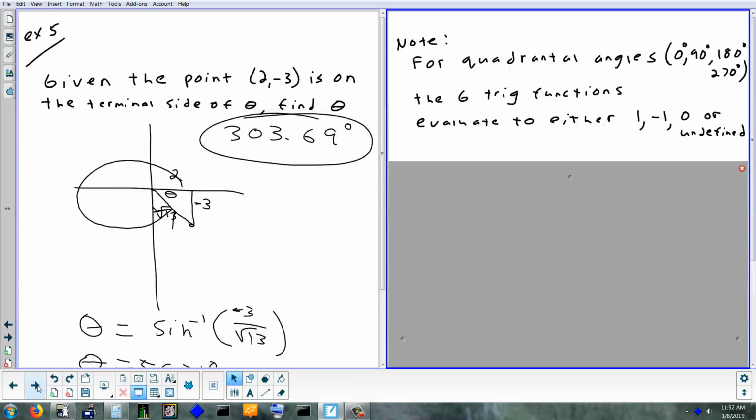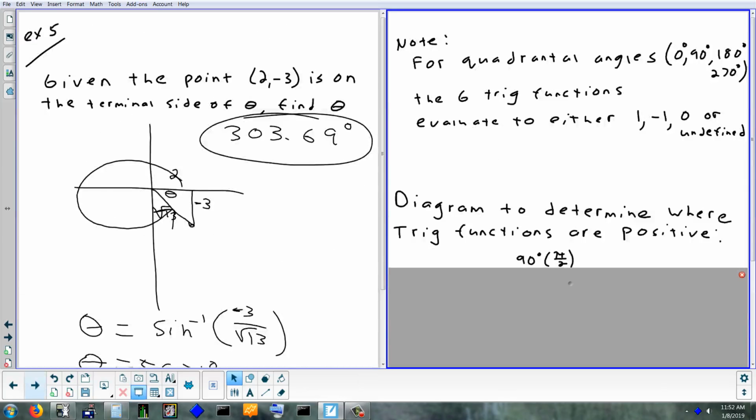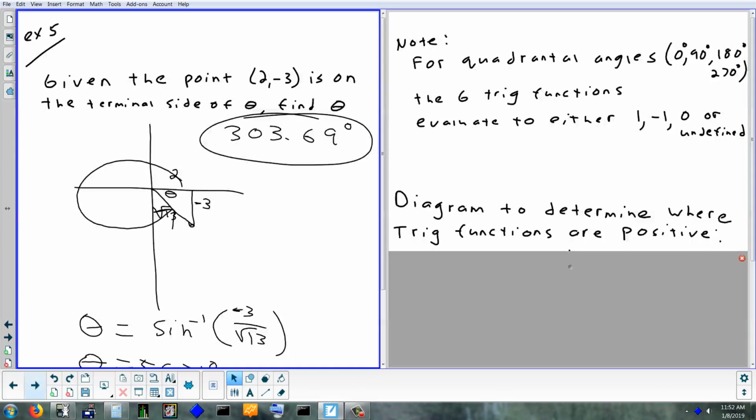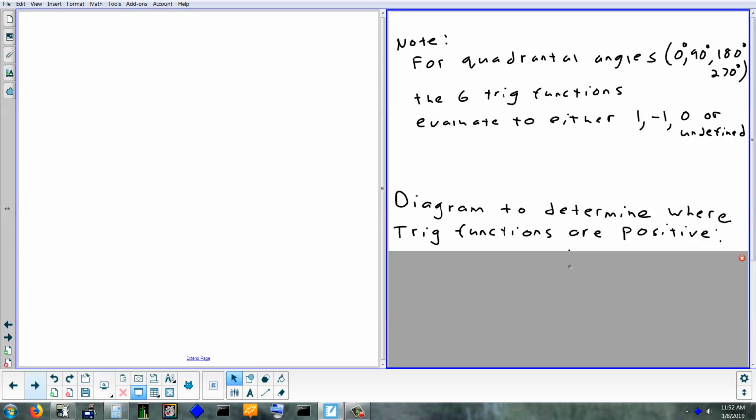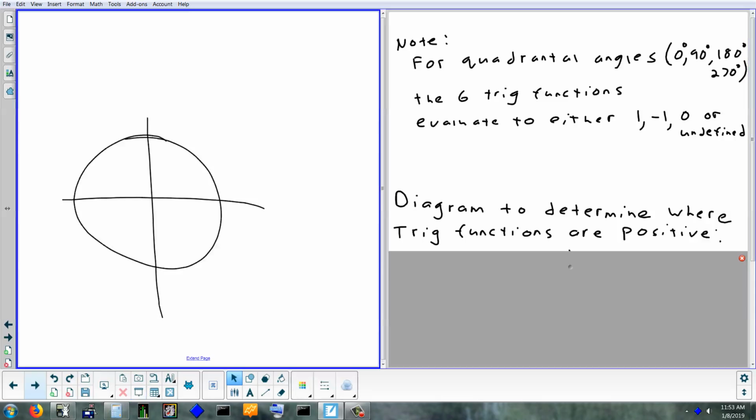So last thing, if you end up working with 0, 90, 180, or 270, those are special cases. The reason they're special cases is because they're all on an axis. Anytime you've got a coordinate on an axis, it always has what number in it? 0. It always has a 0 in it.